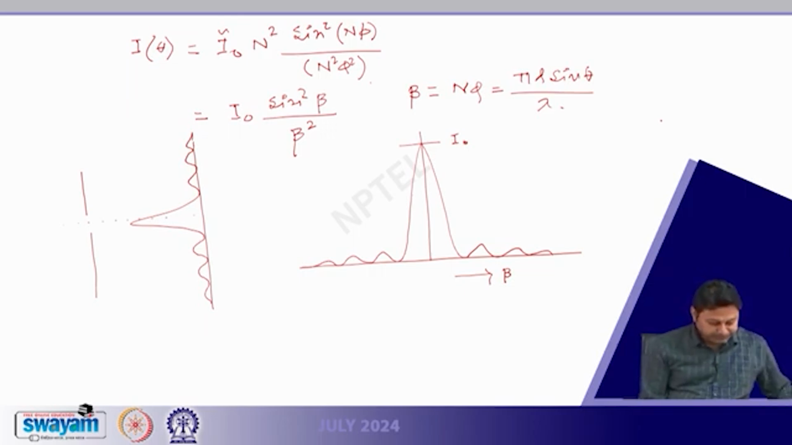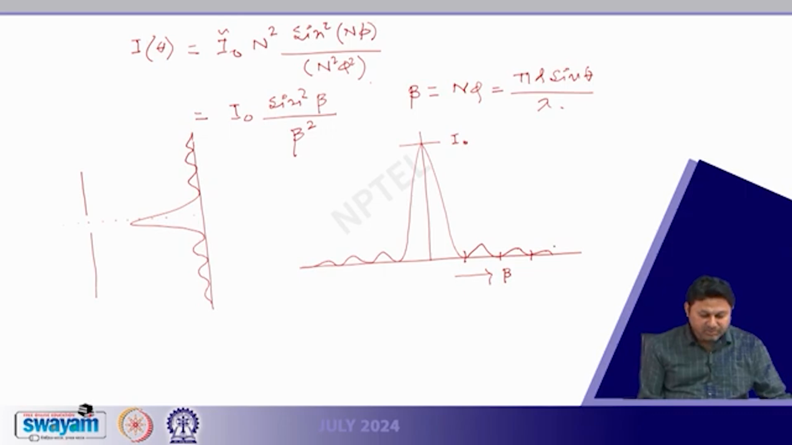So, we have minima at these points, which one can readily figure out with this expression: when the beta value is n pi, in all cases this will be 0. We also have some maxima, and we are going to calculate the condition to get these maxima. But before that, this is the structure of the intensity distribution that one can get from the single slit diffraction pattern.